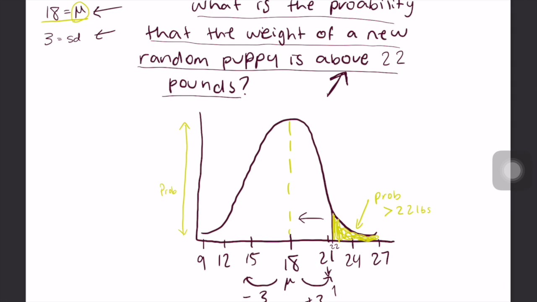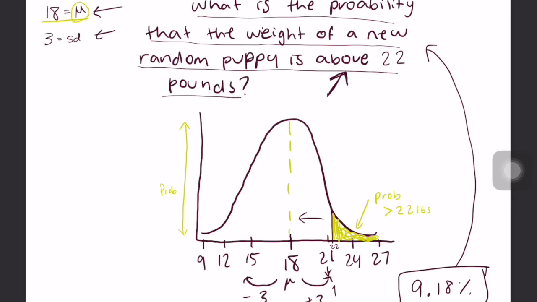So now, when we do 1 minus 0.9082, we get 0.0918. And this value is telling you that about 9%, we'll say 9.18% of dog weights fall above 22 pounds. It answers our question also. It's saying that 9.18% is the probability that the weight of a new random puppy is above 22 pounds.